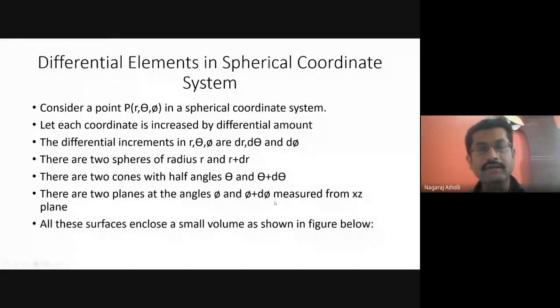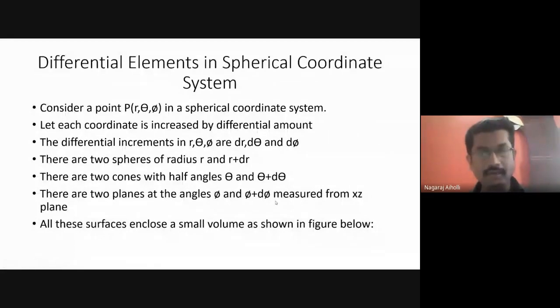Now what are r and r plus dr? They are two spheres, one with radius r and another with radius r plus dr. Then theta and theta plus d theta give two right circular cones, one with half angle theta and another with half angle theta plus d theta. Then there are two half planes, one making an angle phi with the xz plane, another making an angle phi plus d phi with the xz plane.